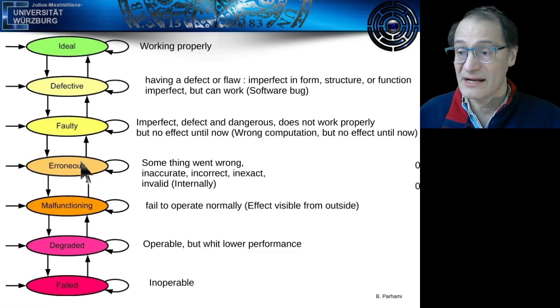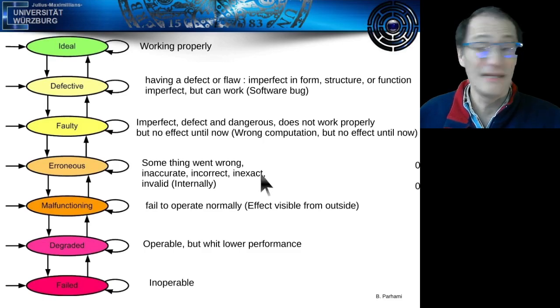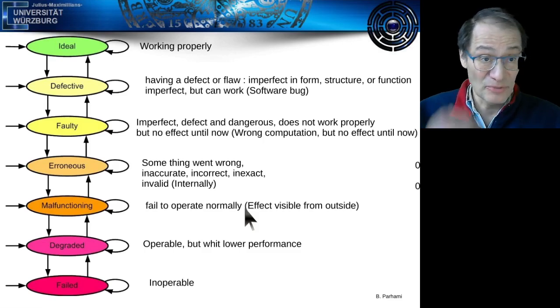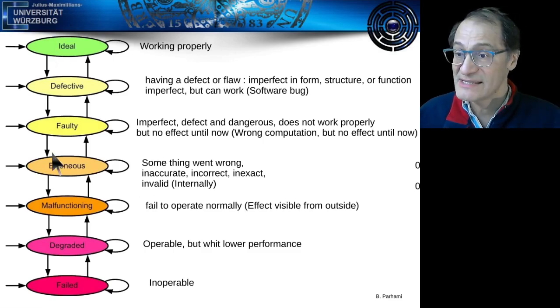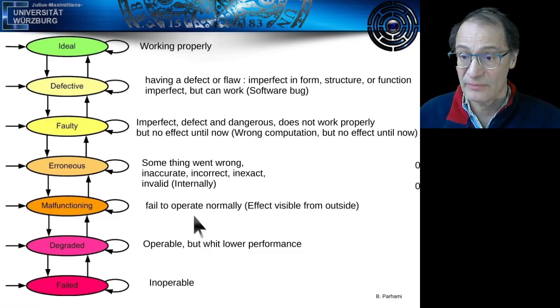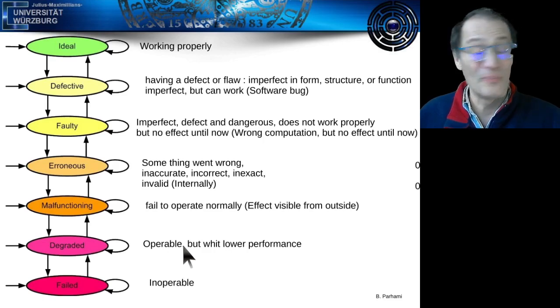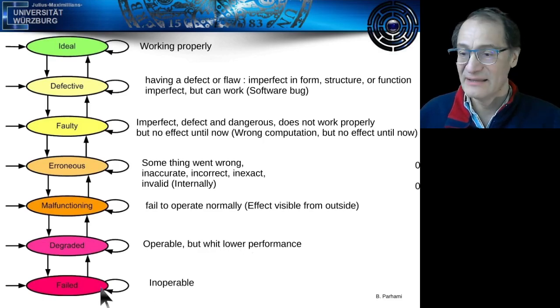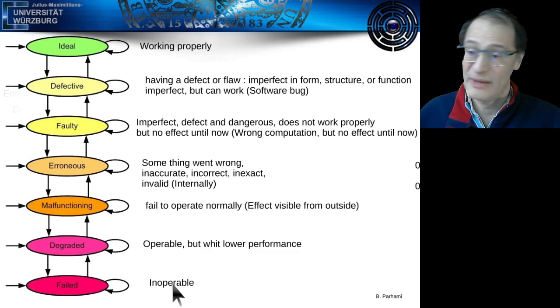Then we have the erroneous situation. Something went already wrong. Inactive, incorrect, inexact, or invalid data, but still internally. Then it fails to operate normally. Now it's visible. It does not provide the service. Up to now it was inside of the module. From here we see outside of the module that the module is doing something wrong. So from outside we can see something wrong. And here, in this case, the best we can do is continue operation with lower performance. And if this fails, then we have the failure in operation, or maybe an accident.